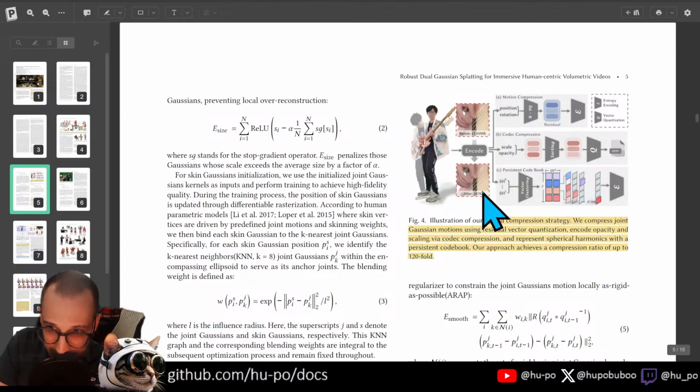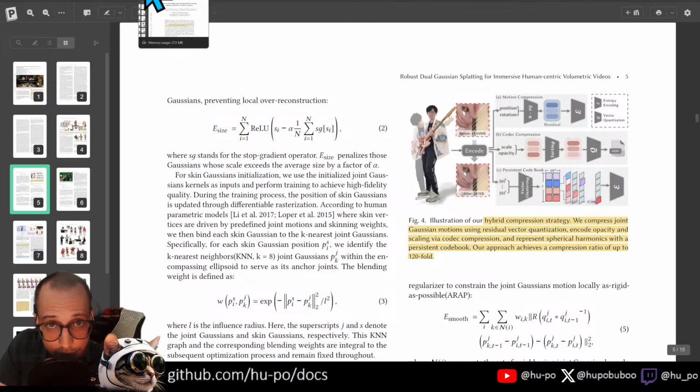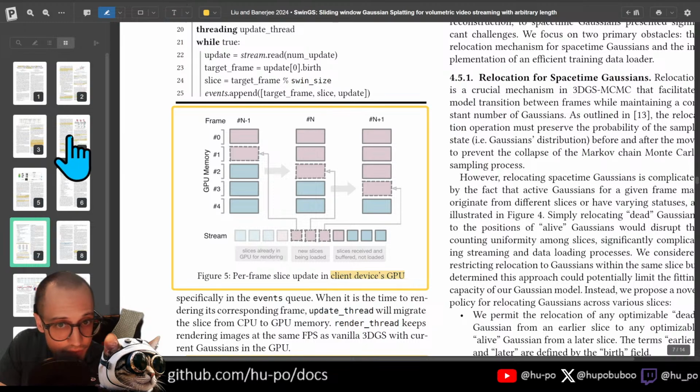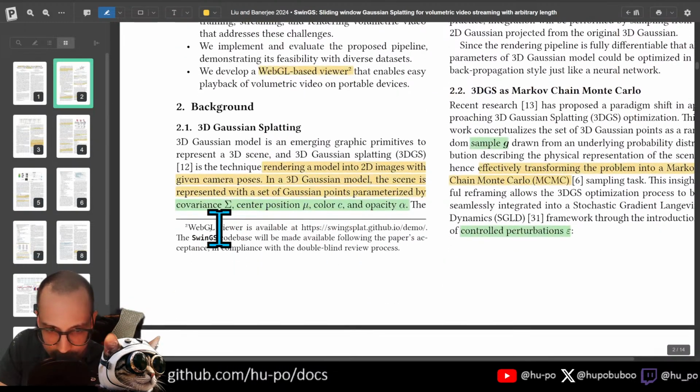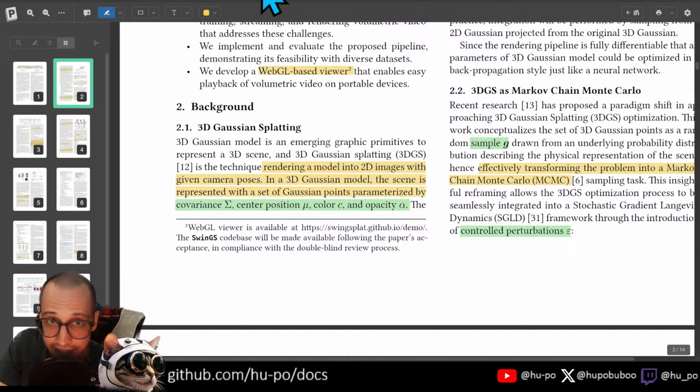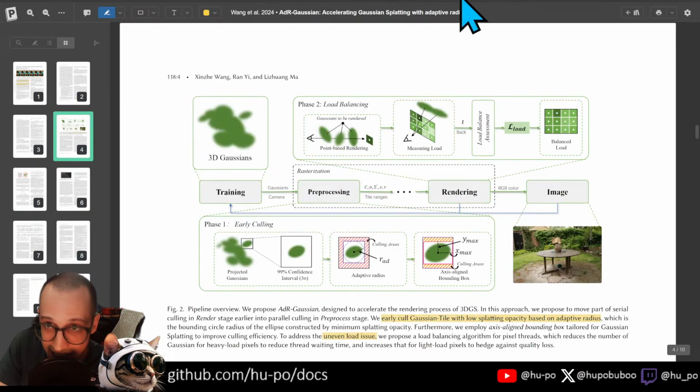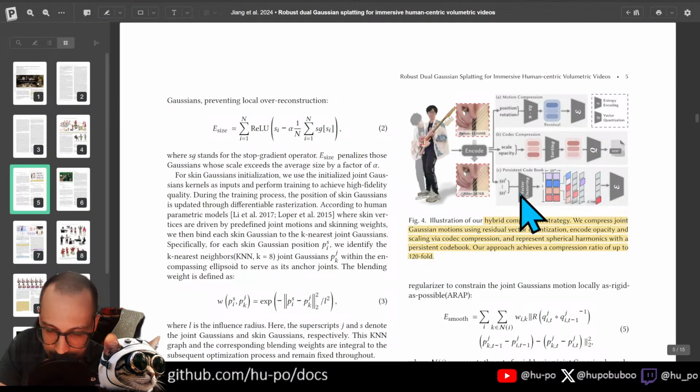Okay, so there's the position, rotation, the scale, the opacity, the spherical harmonics. Those are all different properties of the splats, right? If you remember, those are all just different parameters that you have for every single one of those splats. What they do in this paper is they basically have a different type of compression for every single one of those that is hard-coded for each of these, right?